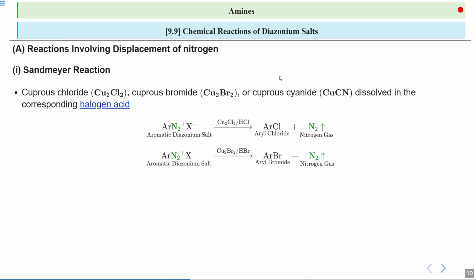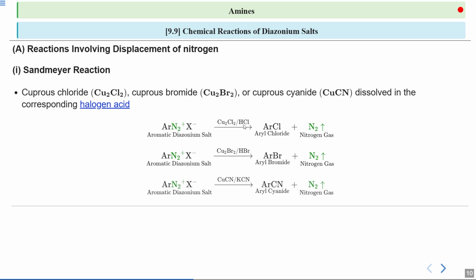Similarly, if we use cuprous bromide in hydrobromic acid, you will see when we treat it with aromatic diazonium salt, the nitrogen group is replaced by a bromine atom, which forms an aryl bromide and nitrogen gas. So this you can see is very similar to the above example, just here we are using a different halogen. Here we were using chlorine, here we are using bromine. So this shows us how we can control the outcome if we change these reagents.